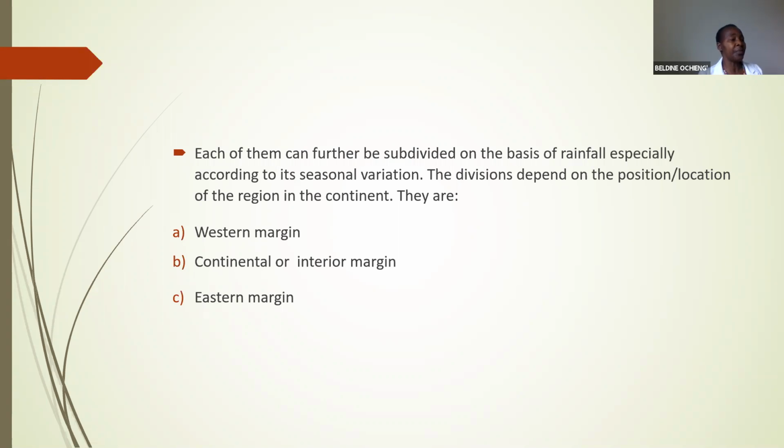The divisions depend on the position or location of the region in the continent. Within our continent, we have the western margin, we have the eastern margin, and we have the interior of the continent. So these are the main divisions on our subdivided areas under the ones on temperature division. So we'll move along.